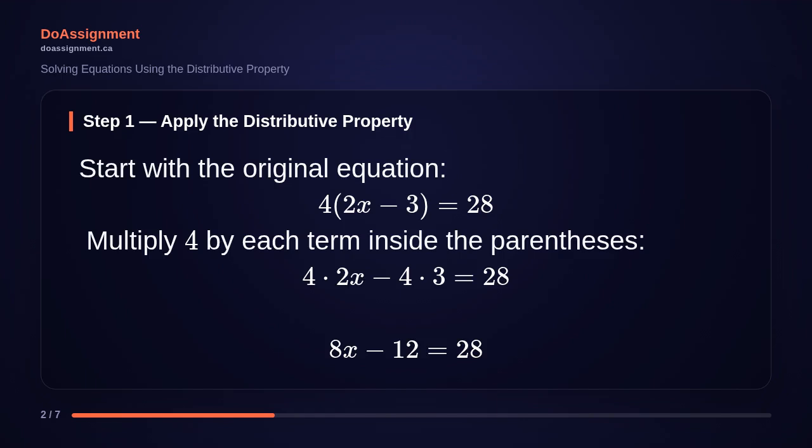We start with 4 times the quantity 2x minus 3 equals 28. Using the distributive property, we multiply 4 by 2x to get 8x and multiply 4 by 3 to get 12. This gives us 8x minus 12 equals 28.